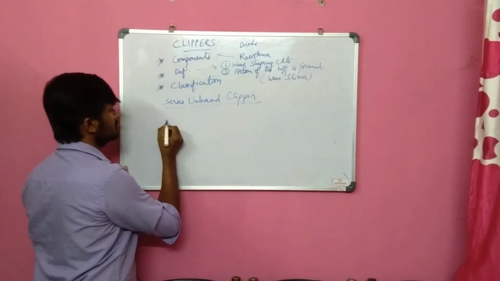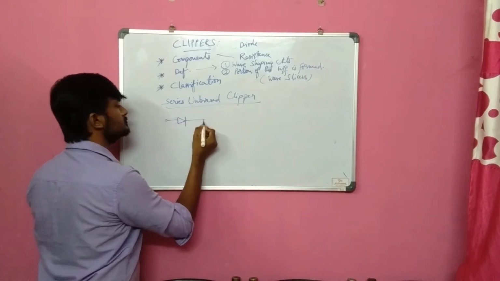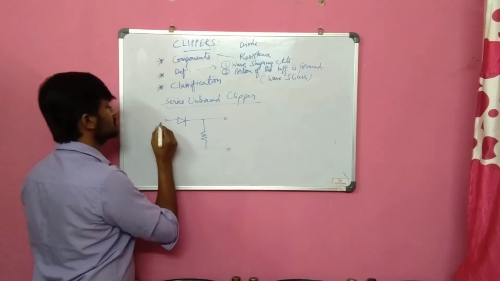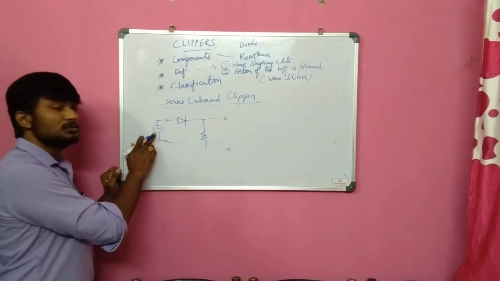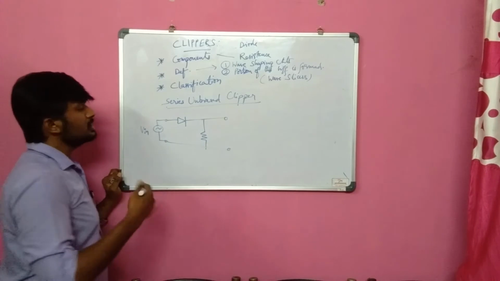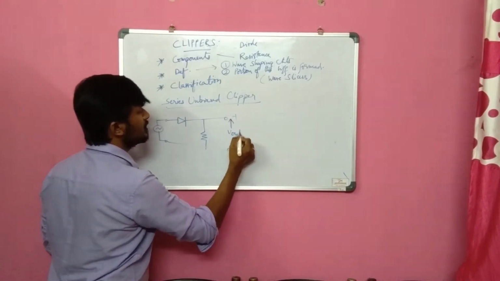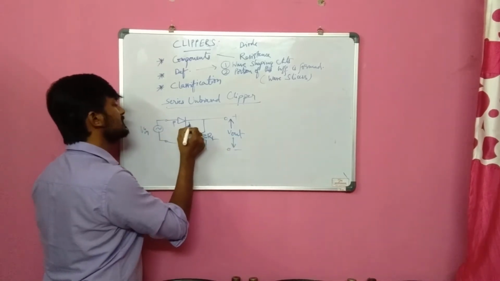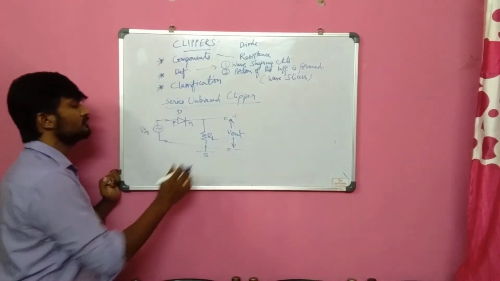First of all, look at the diagram. There is a diode and there is a resistance. Here I am connecting the input voltage, sinusoidal. V in is our alternating signal. Here I am collecting V out, the output voltage, measured across the load resistance RL. This is the P terminal and this is the N terminal of diode D. Let us make a ground connection here.